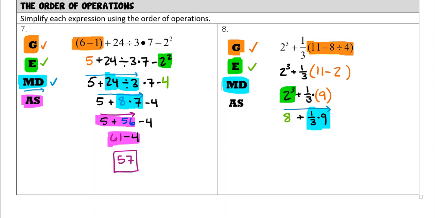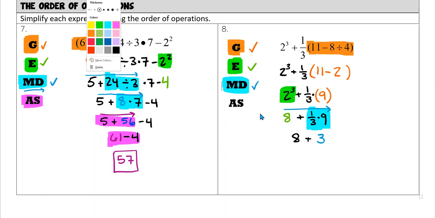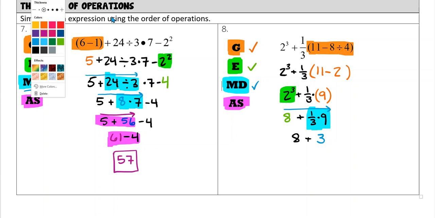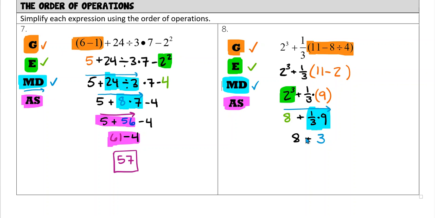So that's going to be 1/3 times 9. I can type that into Desmos, and I get 3. And the rest of this, the plus sign and the 8, all stays the same. And I am finished with multiplication and division. There's nothing left. So that means our last step now is the addition and subtraction. So as we take a look, we do see that we have some addition here. We have 8 plus 3, which gives us a final answer of 11.